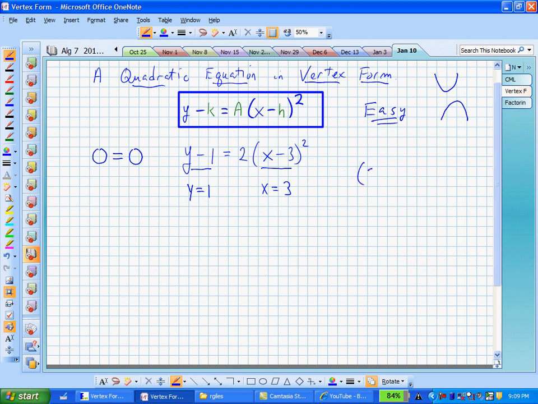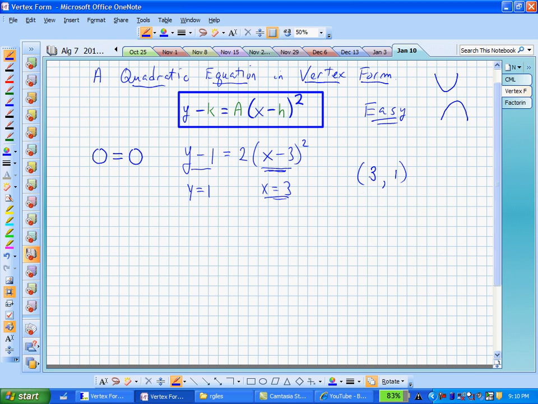So the point 3, 1. x is equal to 3 gets a little tricky sometimes because this is on the right-hand side, but still the x-coordinate. X equals 3 and y equals 1 is a point that makes this equation true. So it's a point on the curve. Now, that doesn't tell us exactly where it is on the curve. It could be anywhere on the curve.